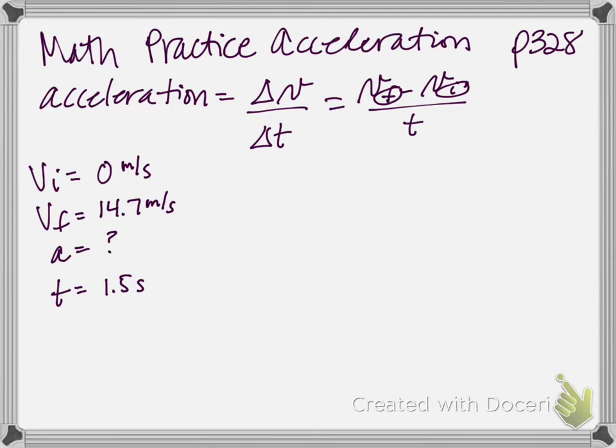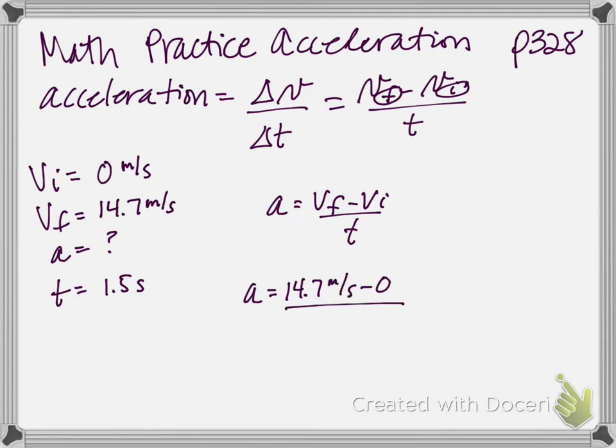So there's our step 2. We've read the problem. That was step 1. We've written out our data table. That's step 2. Now we want our formula. So that is A equals VF minus VI over T. All right, now we're going to substitute our information. VF is 14.7 meters per second. VI is 0. All of that is over our time, which is 1.5 seconds.